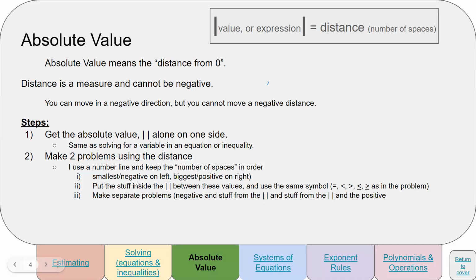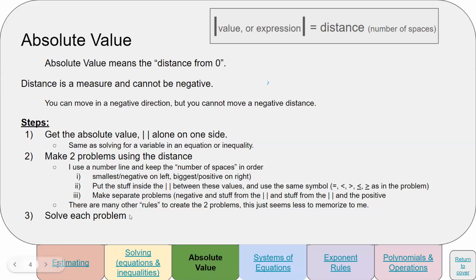So my two separate equations are going to be the left number or value, the symbol, and then the stuff that was in the middle. And then my second equation or inequality is going to be the stuff in the middle, the symbol, and the positive value or number of spaces. There's a whole bunch of other ways that you can create and solve absolute value problems. I just find thinking of the number line and using the same thing is less to memorize for me, and it works pretty easily when I'm looking at problems.